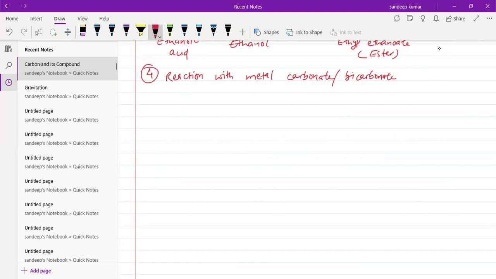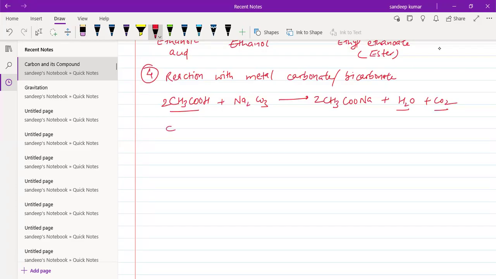Same here. CH3COOH, when it reacts with sodium carbonate, Na2CO3, what will form? Salt, that is CH3COONa, sodium acetate or ethanoate, plus H2O plus CO2 is formed. See, CH3COO and Na will join. Take two molecules. And 2H and O will form H2O, that is water, and CO2 will form, right?